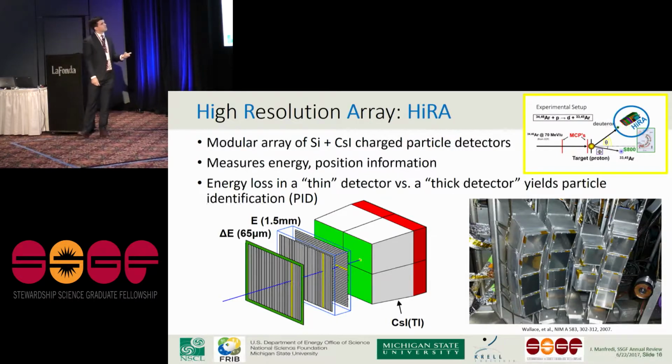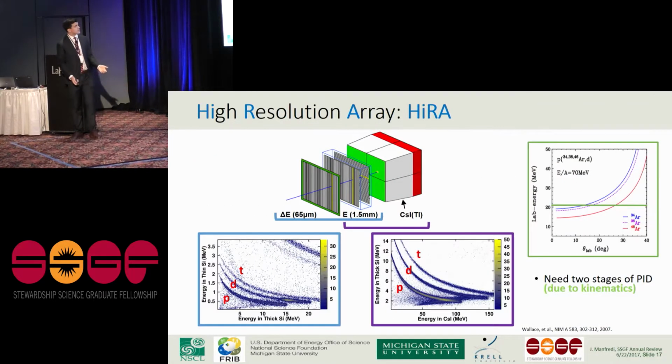Behind that, we have an array of cesium iodide scintillator crystals. And aside from having good energy and good position resolution, the trick of HiRA is that we can get particle identification by comparing the energies within a different telescope. So comparing a relatively thin detector to a relatively thick detector.